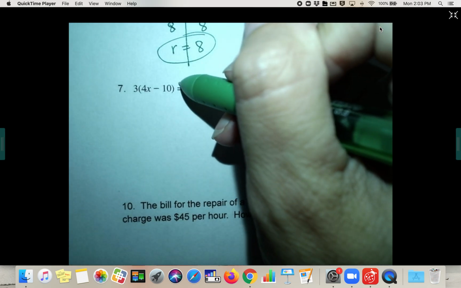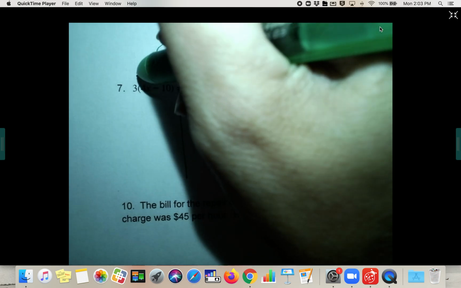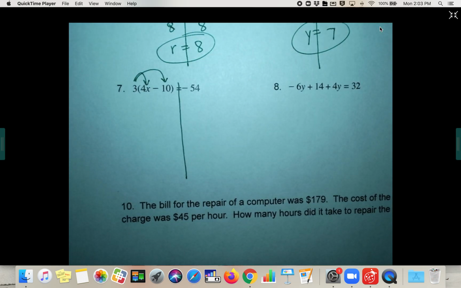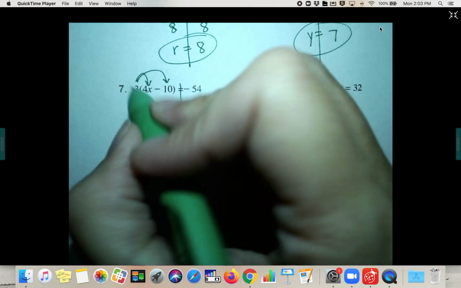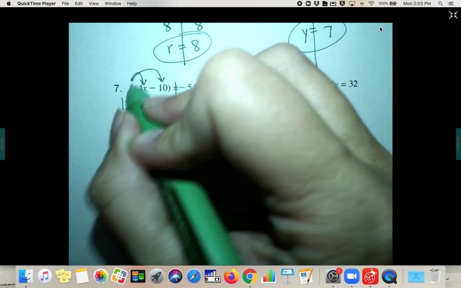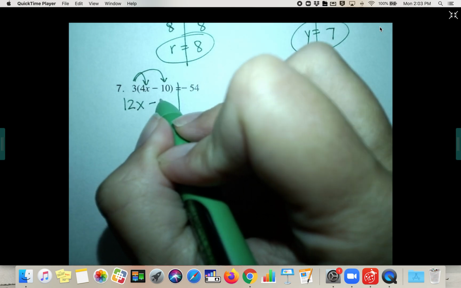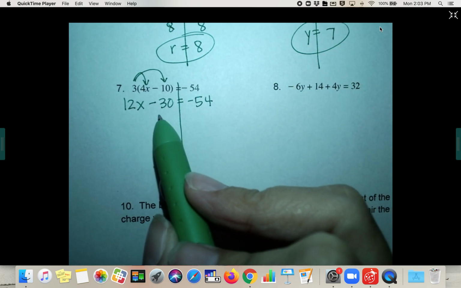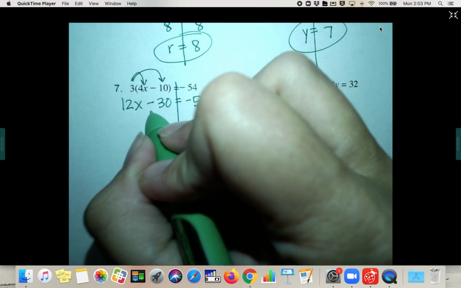All right, going on to this last row. Well, kind of the last. You need to distribute first. If you have parentheses, you need to get rid of those first. So 3 times 4x is 12x. 3 times negative 10 is minus 30, or negative 30. So we are going to add 30 to both sides first.